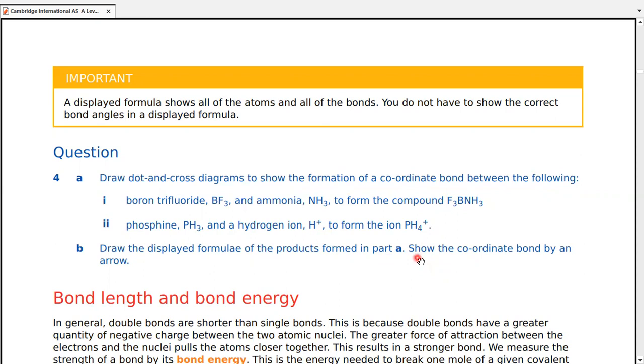All right. So when you talk about a displayed formula that shows all of the atoms and all of the bonds, that is good. You should do that. But you don't have to show the correct bond angles in the displayed formula. So if something is drawn like this, or if something is drawn like this, we don't really think that matters for a question. So we'll accept both of these.